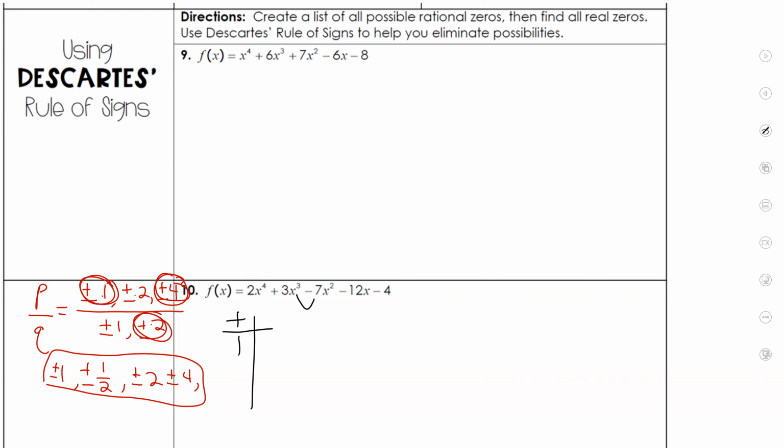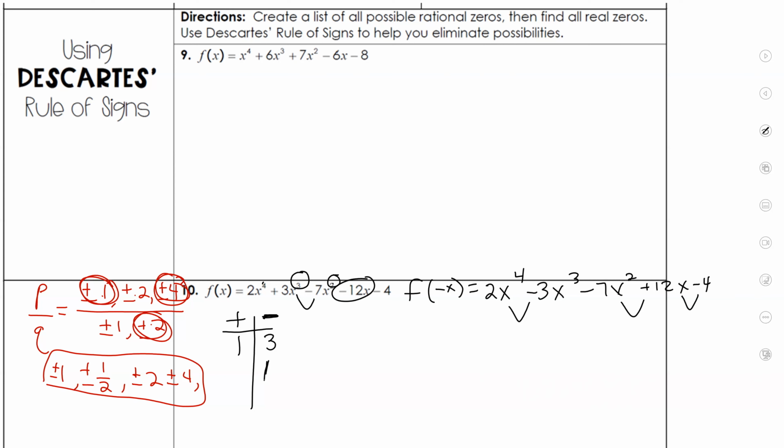And let's do f of -x. Remember, even powers will stay the same, odd ones will change. So this will stay the same. This is an odd degree, so it will become negative 3x cubed. This will stay the same because it's even. This will change because it's odd. And then the -4. So here's a variation. Here's a variation, and here's a variation. So for negatives, you have 3. Subtract 2, you also have 1 possibility.